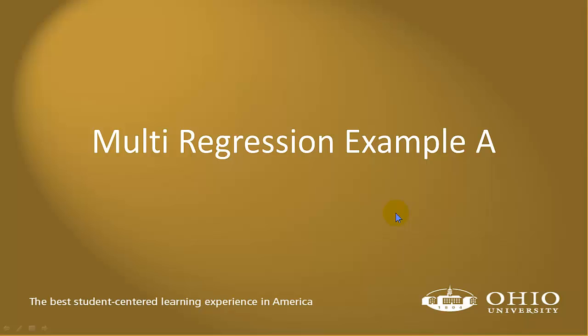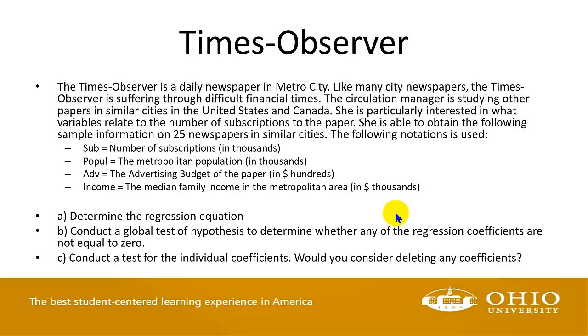In this example, I want to use multi-regression to solve a particular problem of interest. Let's go ahead and look at the problem. The Times Observer is a daily newspaper in Metro City. Like many city newspapers, the Times Observer is suffering through difficult financial times. The circulation manager is studying other papers in similar cities in the United States and Canada. She is particularly interested in what variables relate to the number of subscriptions to the paper.